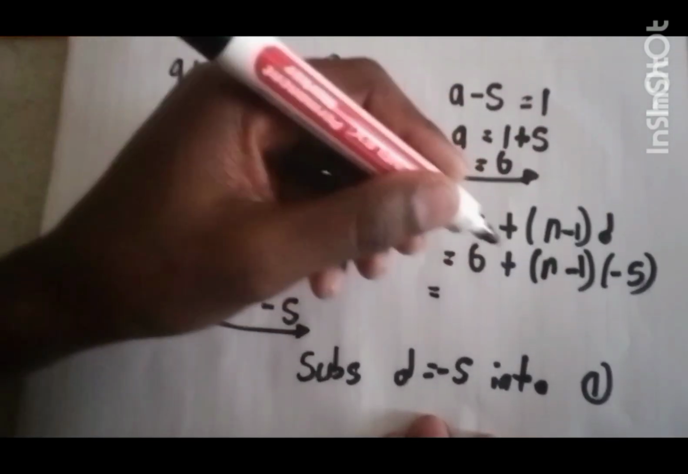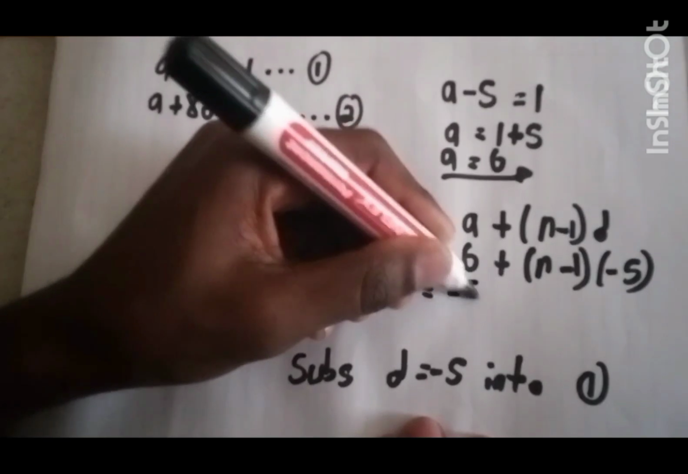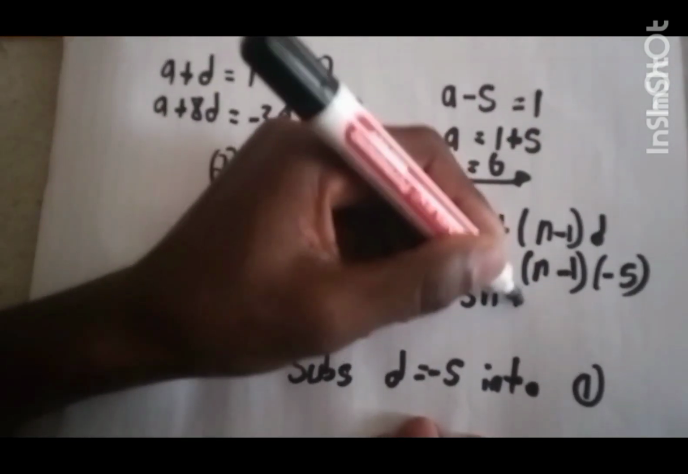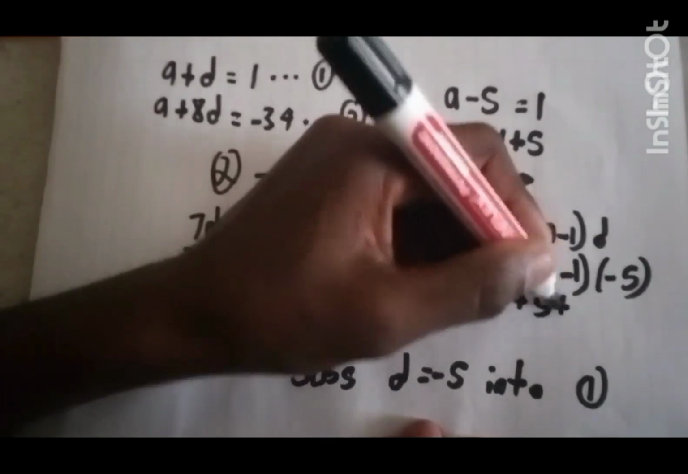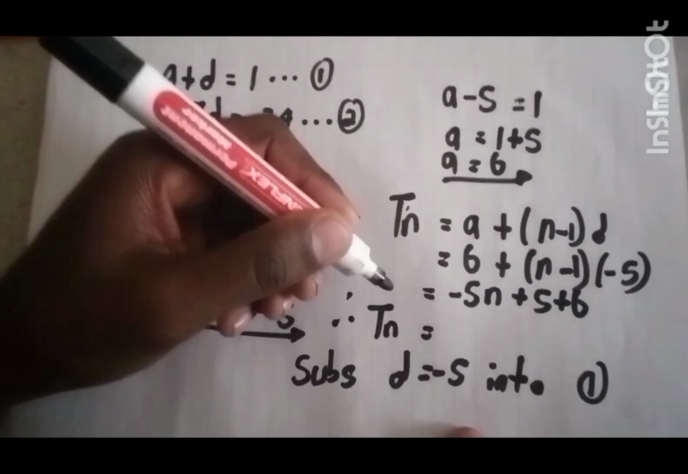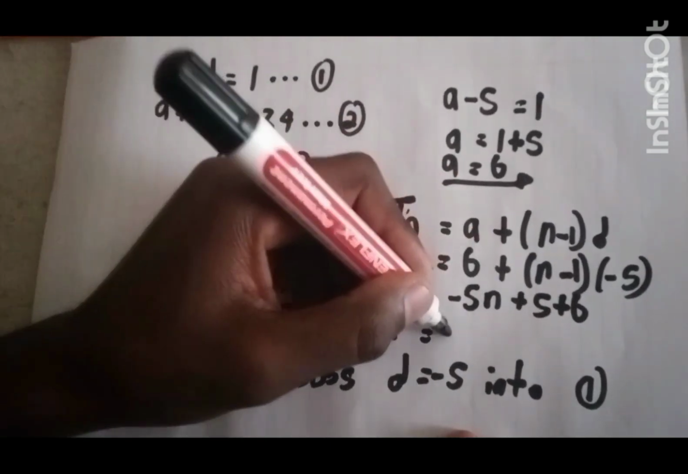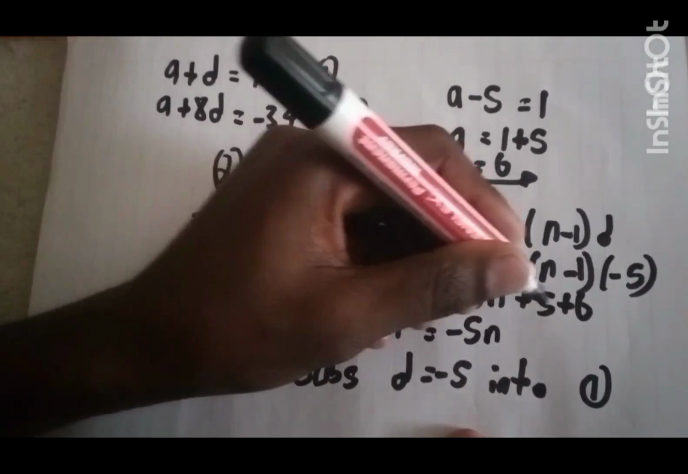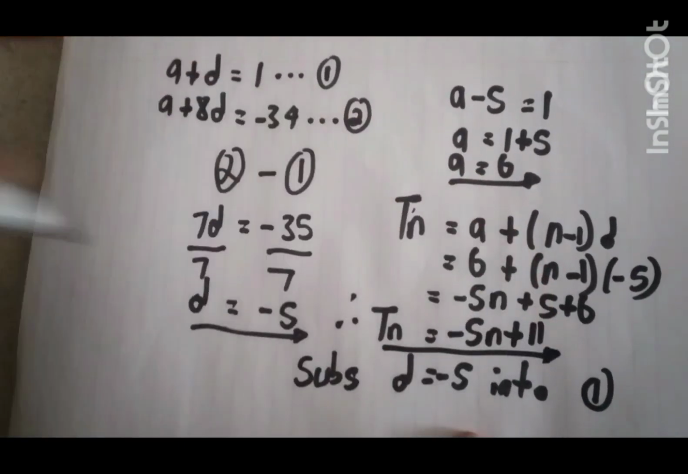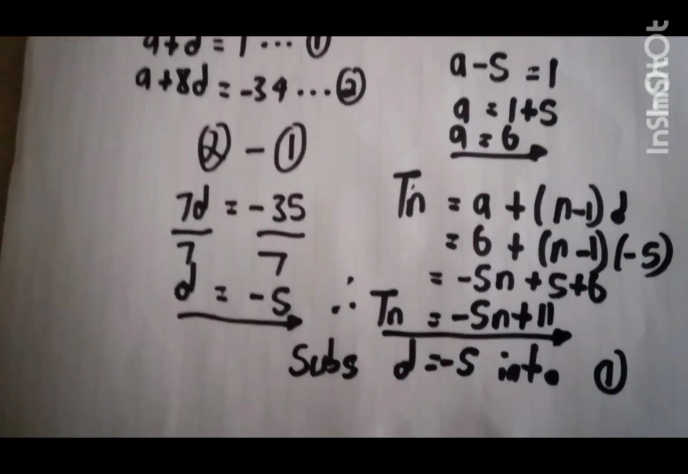So negative 5 times n is negative 5n. Negative 5 times negative 1 is positive 5, plus 6. So Tn, our general equation, is going to be negative 5n. 5 plus 6 is 11. So Tn is equal to negative 5n plus 11.